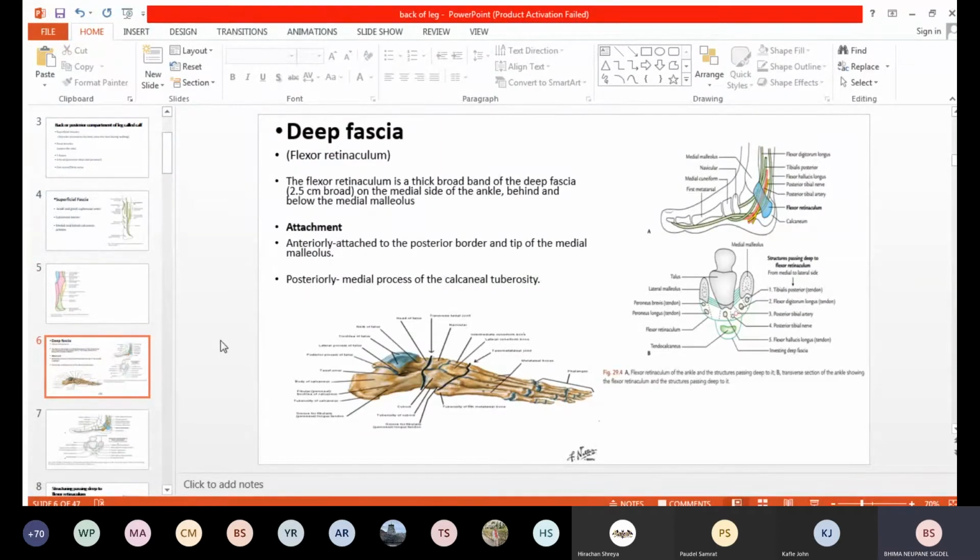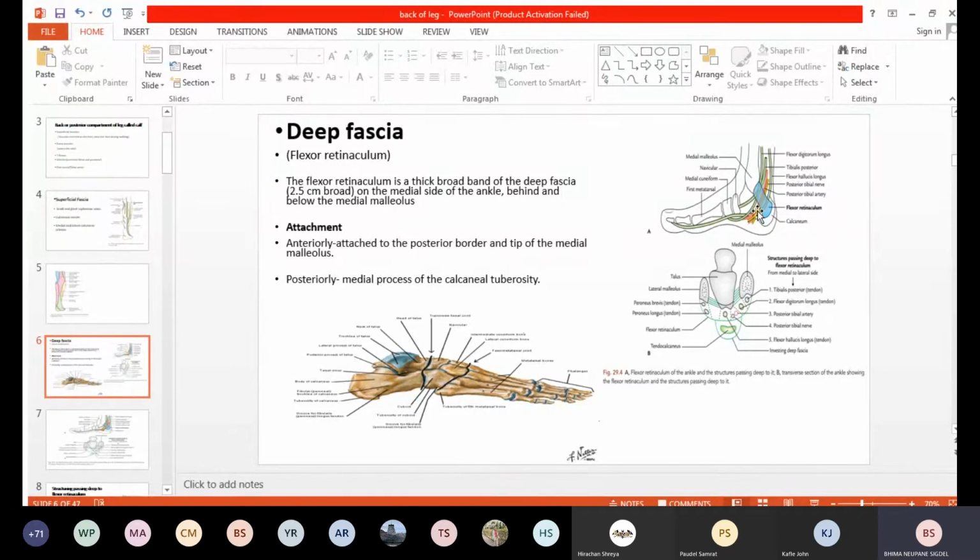Okay, now after removing the superficial fascia, we will go to the deep fascia. So again in the deep fascia, here you can see the blue color. Okay, that is the retinaculum. We have heard this term many times. Okay, so retainer, that is the retinaculum present on the lower part, that is the medial side of the ankle joint. That is the modification of the deep fascia. So this is known as the flexor retinaculum.